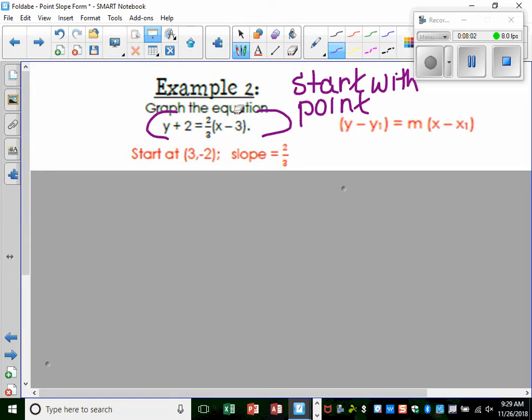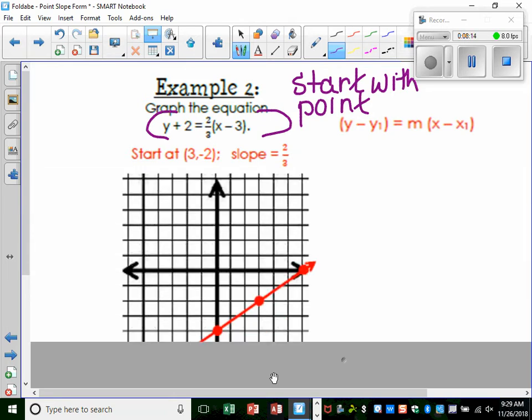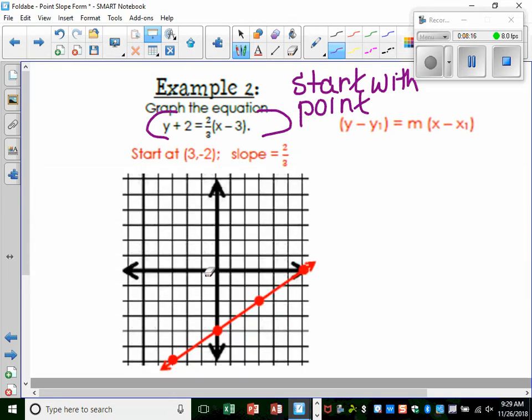Make sure this number over here is your x, and this number is your y. If it's a plus, that means it had to be negative, right? And then we know this number is your slope. So let's take a look. You're going to start with (3, -2). This is your starting point right here.